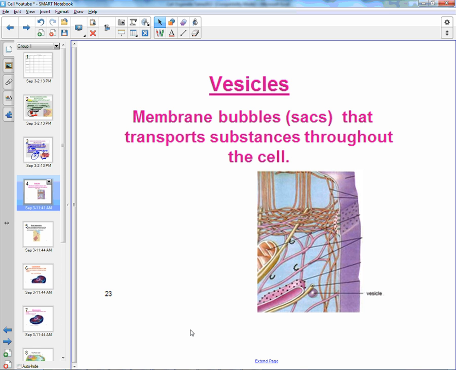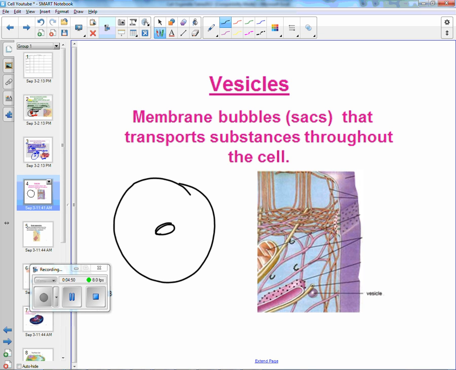Okay, now vesicles. Vesicles are found in all eukaryotic cells. Okay? All eukaryotic cells. Vesicles are found inside the cell. So if you had a cell, you had a little nucleus, it's a eukaryotic cell, we find these little sacs, or little bubbles. I'm going to say a vesicle, a little sac. Their structure is that they're bubbles or sacs.